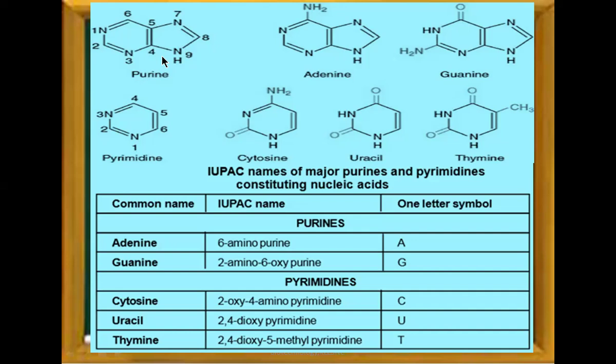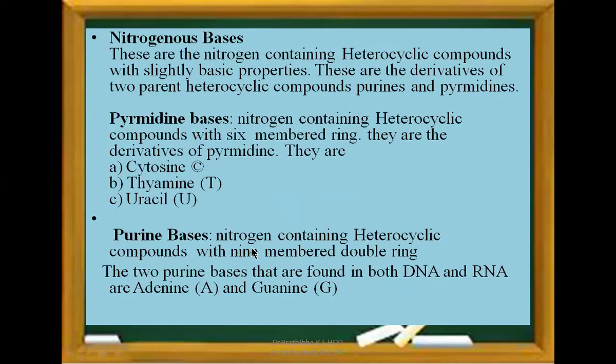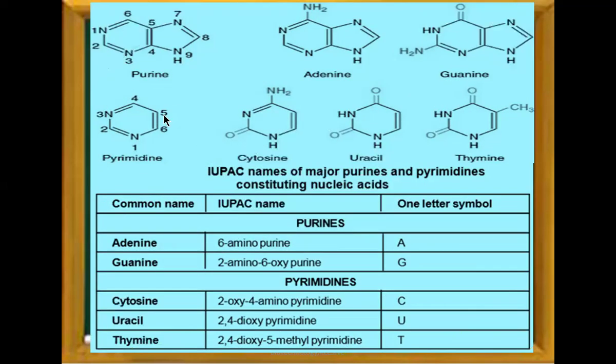Then coming to the purines. What did we say about the purine? These are nitrogen-containing heterocyclic compounds with a 9-membered double ring. So this is 1, 2, 3, 4, 5, 6, 7, 8, 9. It is 9-membered heterocyclic, because other than carbon atom, there is a presence of nitrogen. So it's a heterocyclic 9-membered double ring. This is the first ring and this is the second ring. For example, adenine and guanine.